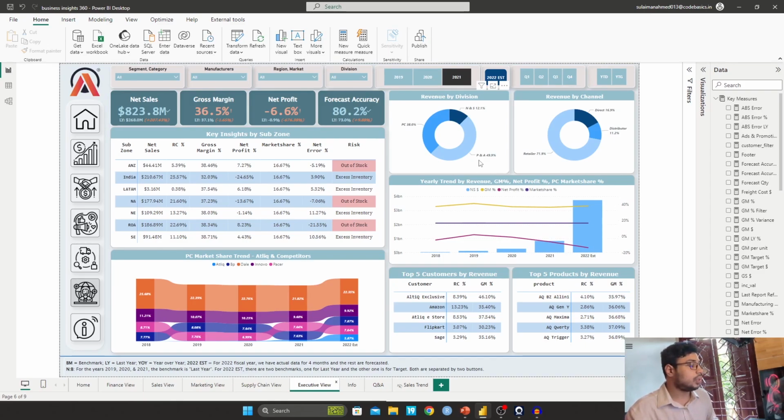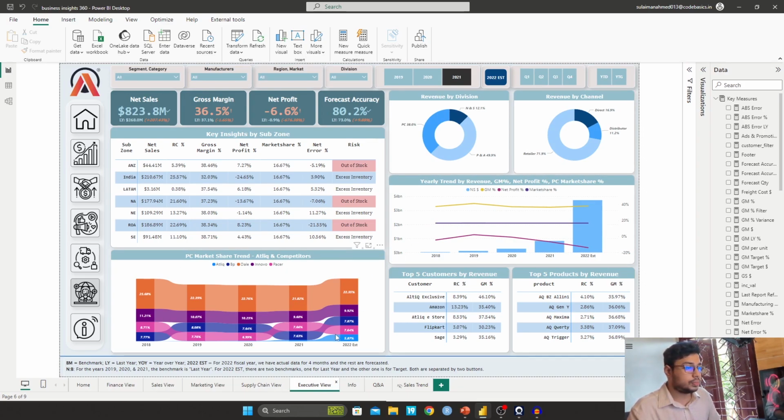Similarly, who are our main channels? Here the executive can see through which channel the company, Atlic Hardware, is getting the most revenue or net sales. We can see that the retailer has a 72% revenue contribution, and then the direct and distributor channels.